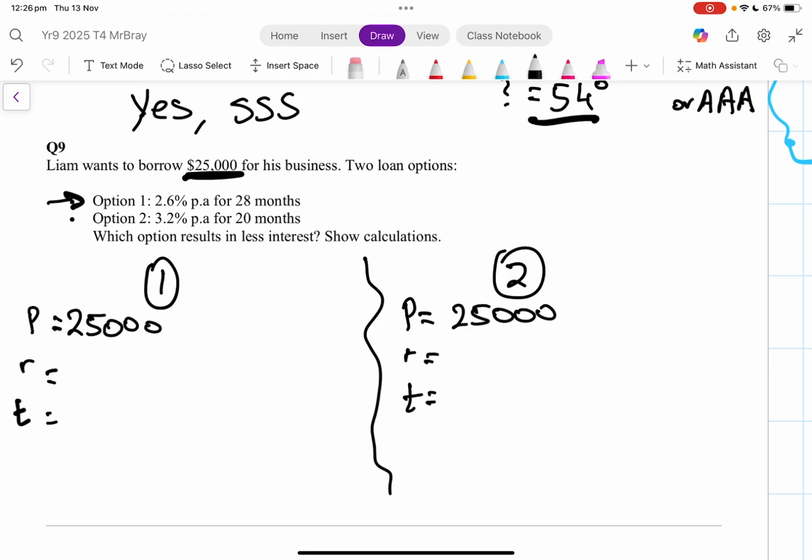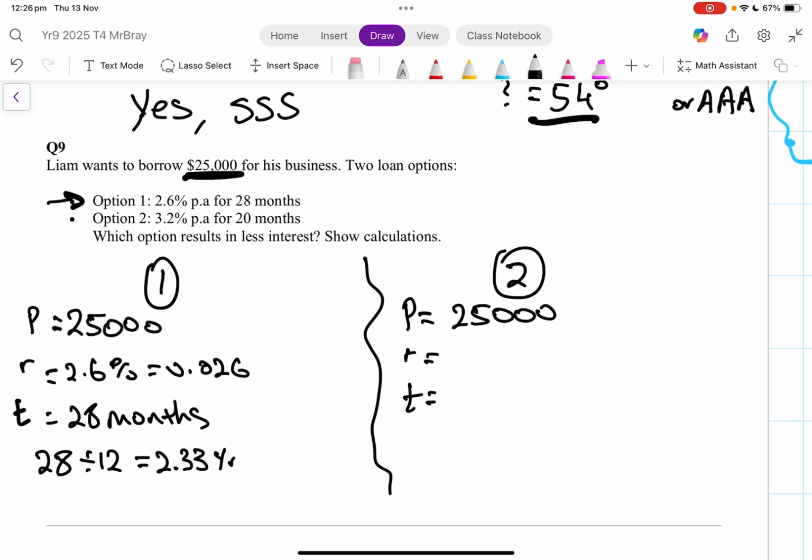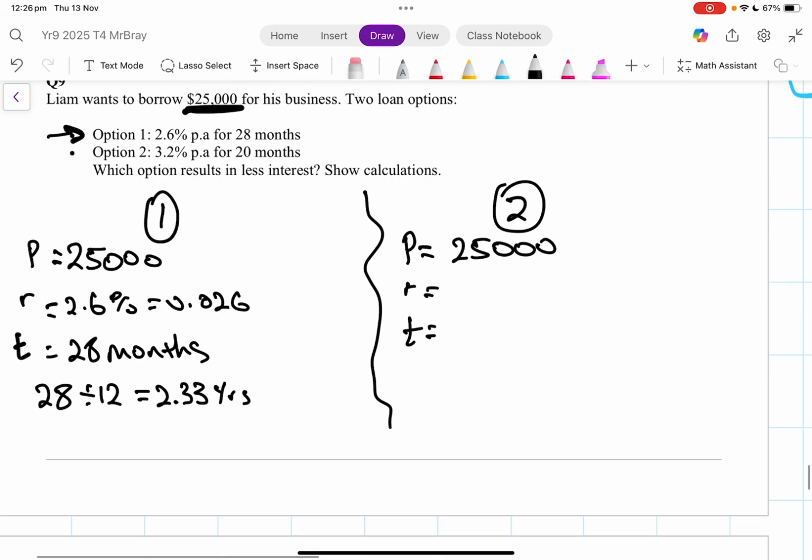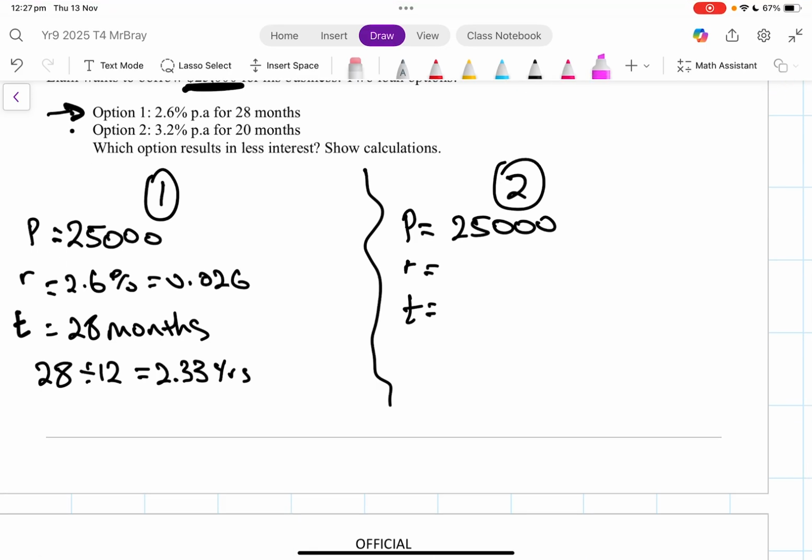Now, for option 1, we can see that we are looking at an interest rate of 2.6%, which is 0.026. And that's for 28 months, which is a problem for us. We need that in years. So if you guys remember, to go from months to years, we divide by 12 because there are 12 months in a year. So 28 divided by 12 is going to give us 2.33 years.